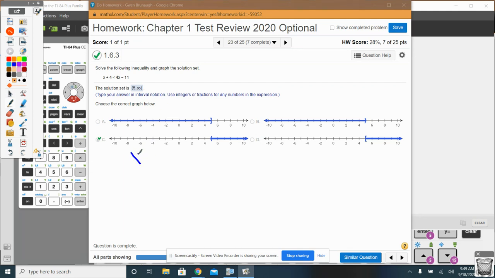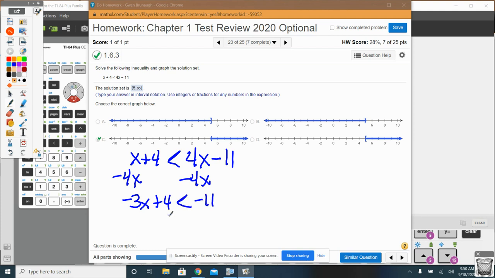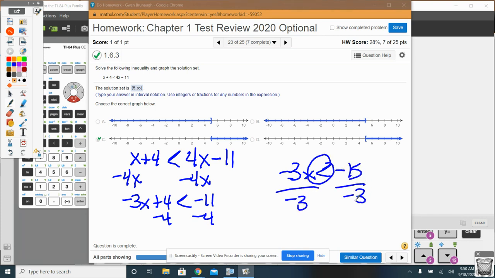What if you would have subtracted 4x? I want to show you that real quick. x plus 4 less than 4x minus 11. If you would have subtracted the 4x first, you get -3x plus 4 less than -11, minus 4 minus 4. -3x is less than -15. And then when you divide by -3, you will have to flip that sign, and it would be x is greater than 5, which we just talked about.